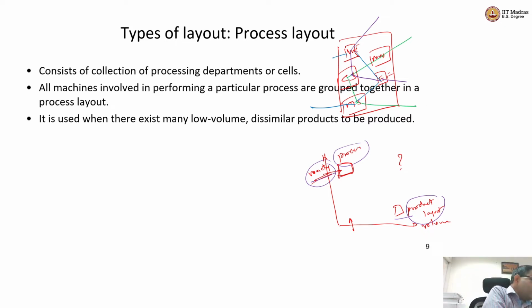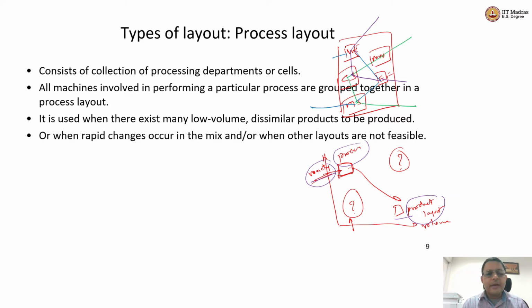Or what am I going to do when the volumes are low and the variety is also low, right? So let's not worry about these two question marks. I wanted to establish the difference between product layout and process layout, and this is the essential difference: high volume, low variety against low volume, high variety. Okay.